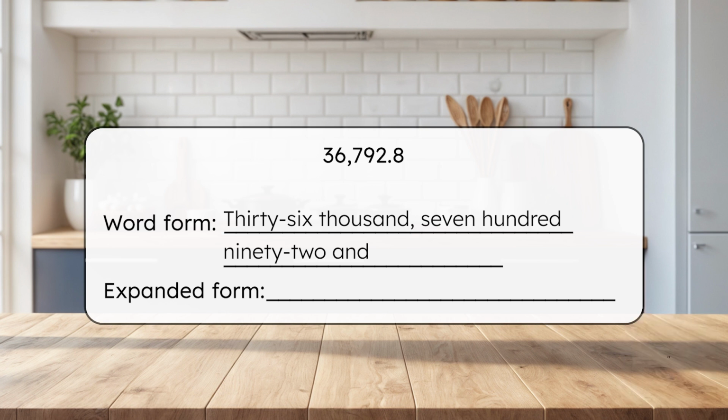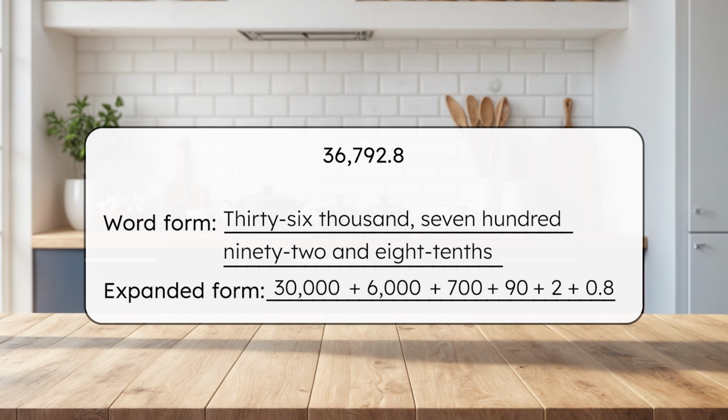To read this number, we start with the leftmost place value. So this number is read as 36,792 and 8/10. The 3 in the 10,000s place has a value of 30,000 plus 6,000 plus 700 plus 90 plus 2 plus the 8 in the tenths place, which has a value of 8/10.